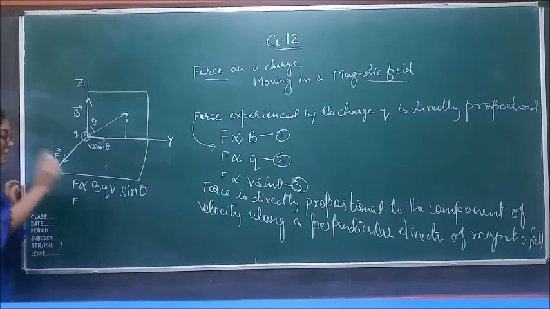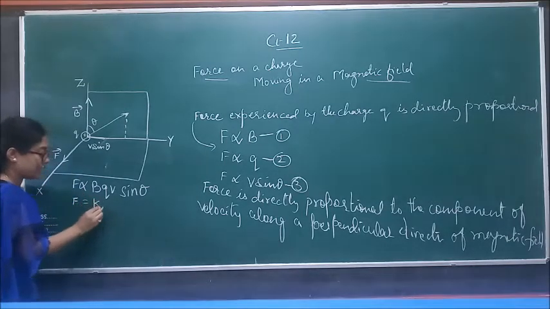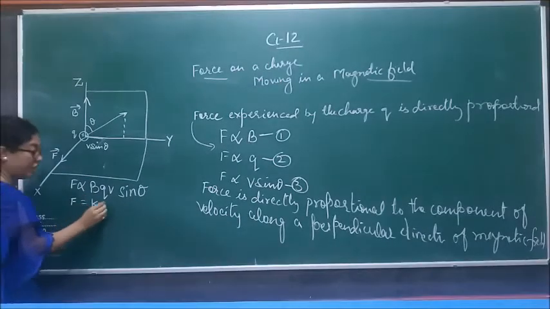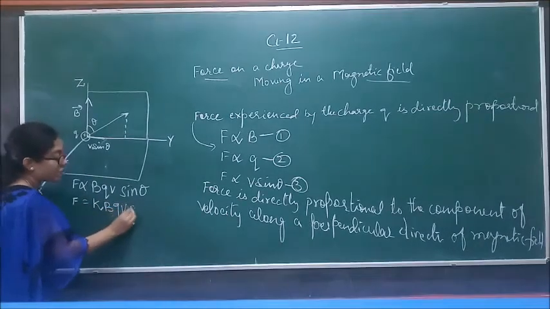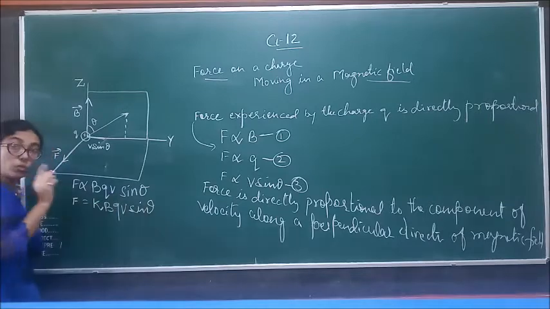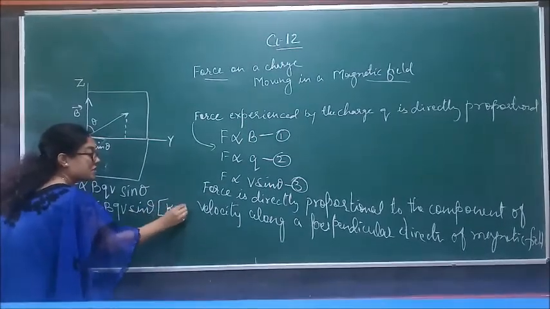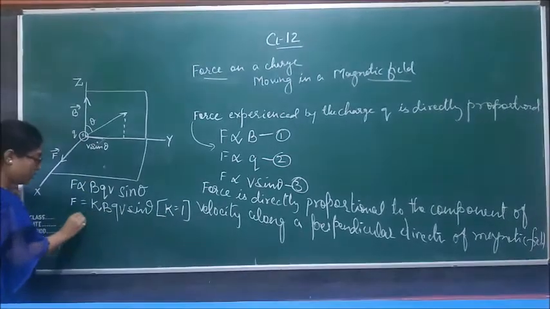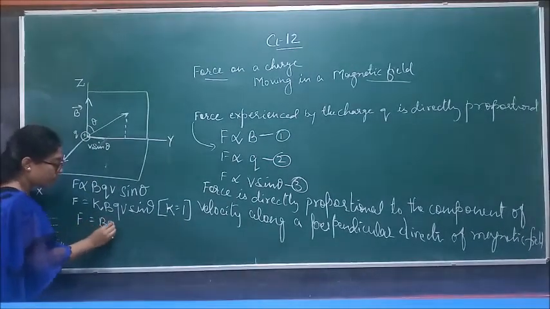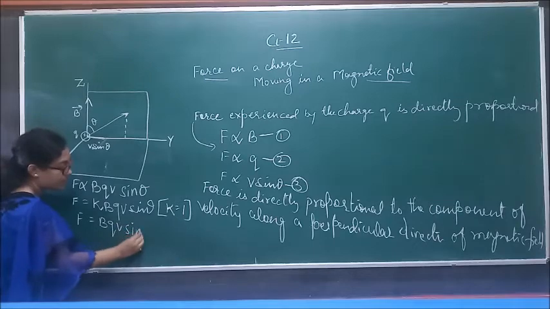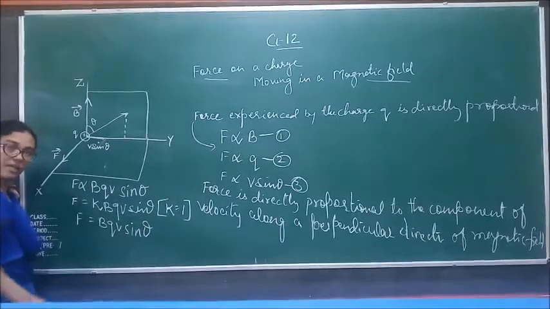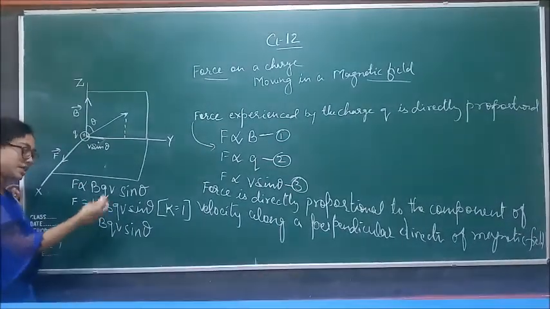Okay, no. First I have to remove the sign of proportionality. For removing the proportionality sign, I have to write the value k. Here, the value of the constant will be 1. So F is equal to BQV sin theta. Clear, student? F is equal to BQV sin theta.